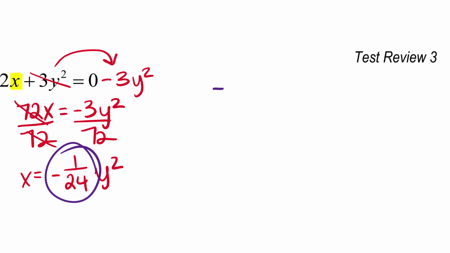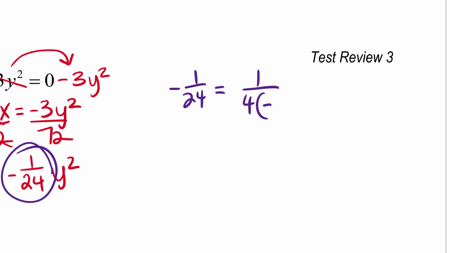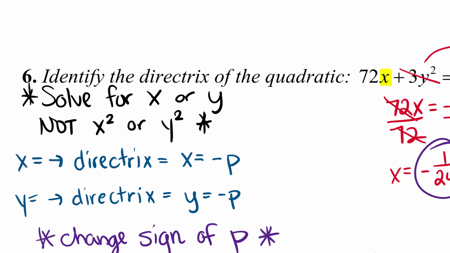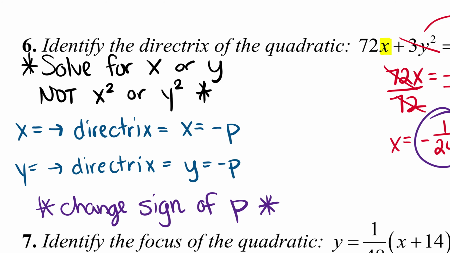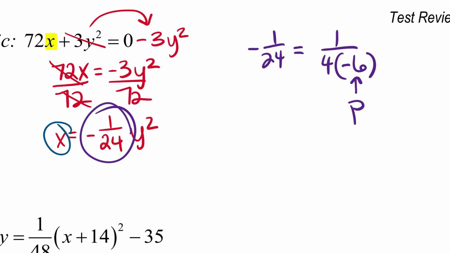So I have negative 1 over 24 is 1 over 4 times, remember, it has to be 4 times a number. So 4 times 6, and because it's negative 6. So p is negative 6, but because I wrote this over here, my directrix is negative p, or in other words, I just changed the sign. And because I have an x equals, I'm going to use x equals. So my directrix, so d, is x equals, I take my sign, or my negative 6, and flip it to positive 6, and that's it.